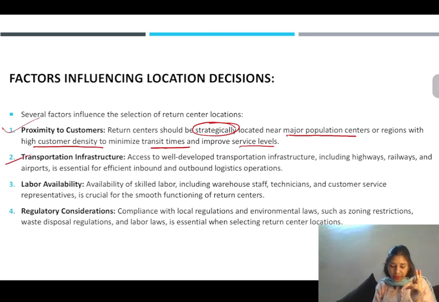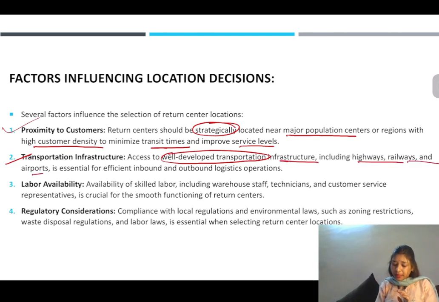Next point to be considered is the transportation infrastructure. It should be taken care that there is well developed transportation infrastructure available. The highways, railways, airports, all should be available for the inbound and outbound logistics operations.